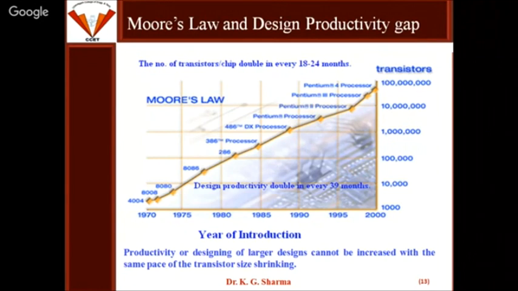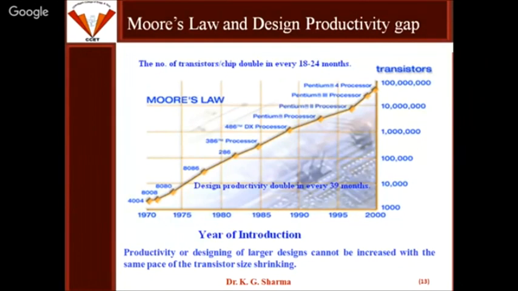So if we talk about Moore's law, what he suggested in his initial age was that the number of transistors per chip doubles every 18 to 24 months. Initially, when he suggested this law, at that time, it was possible. The technology was capable of producing this kind of thing. It means the growth rate was matching with the prediction.